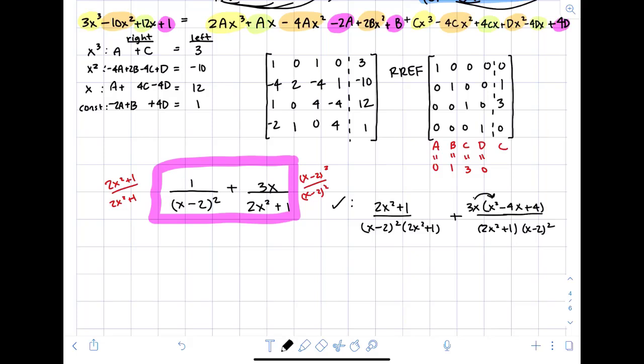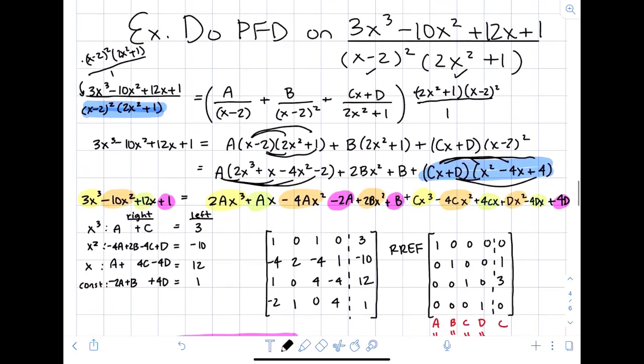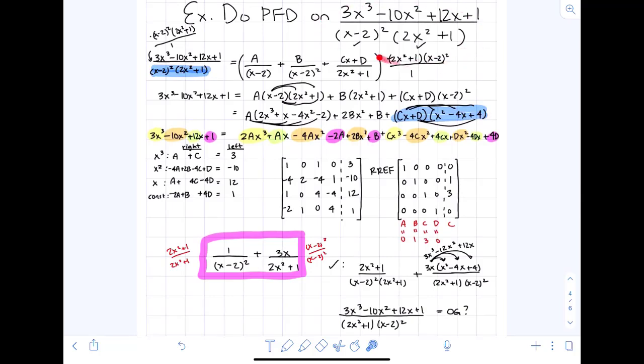And combining my numerators, I get 3x cubed, and then minus 12x squared plus 12x. So adding the 2x squared to the negative 12x squared, I get minus 10x squared. And then adding the 12x, it looks like there is no x term for our first fraction. So it'll just be 12x, and then I have a constant plus 1. Okay, so I'm going to look at my original problem. And is this equal to the original? 3x cubed minus 10x squared plus 12x plus 1. So I'm looking back at the original, and they do, in fact, match. So yay, we did this process correctly.